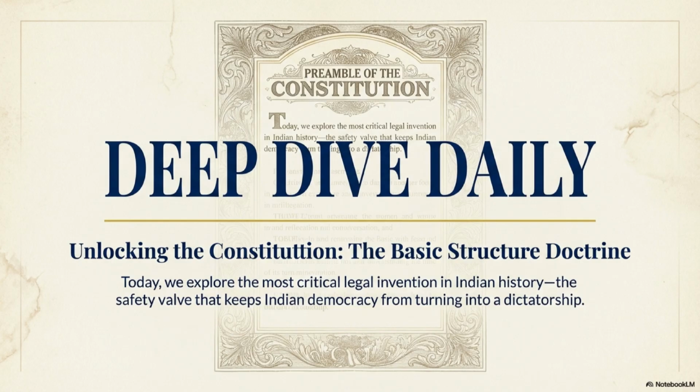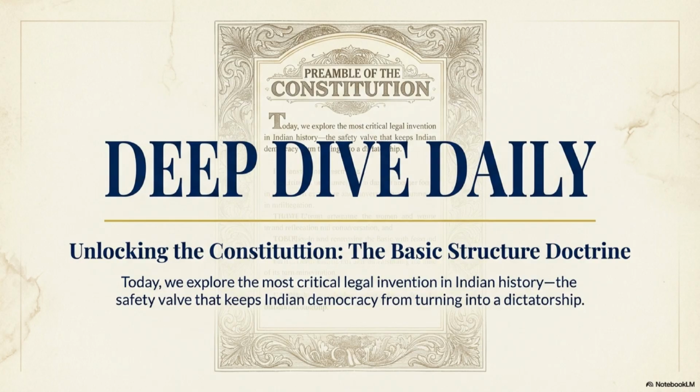We're going to look at the specific historical cases, the amendments, specifically the 1st, 24th, 39th, and 42nd, and the legal arguments that led to the judicial invention of the Basic Structure Doctrine. A doctrine that basically says some parts of the Constitution are off limits, even to the people who write the laws. Even to the lawmakers themselves. That's the core of it.